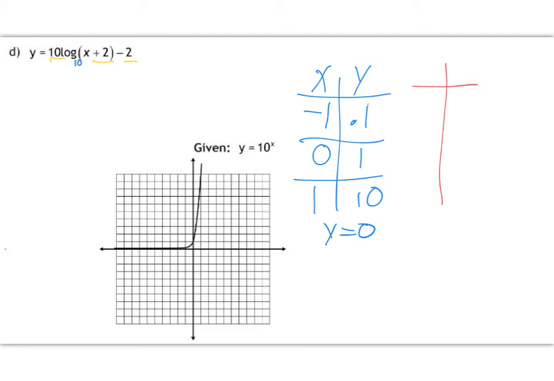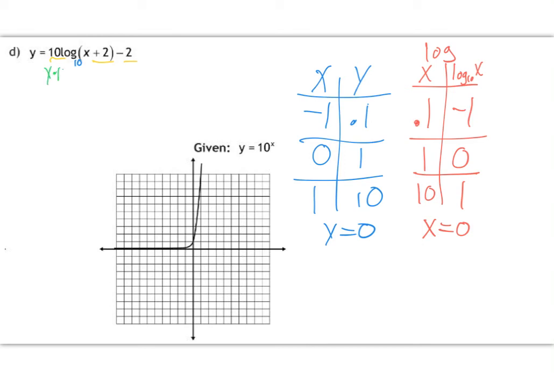So when I go to build my log form of this, just for switching these around, this is log base 10 of x. We'd have 0.1, -1, 1, 0, and 10, 1, with x equals 0 being the asymptote. Now I've got to apply the stuff that's going on here. I see y times 10 out front. I've also got x plus 2, that means left 2, and we've got a down 2 as well.